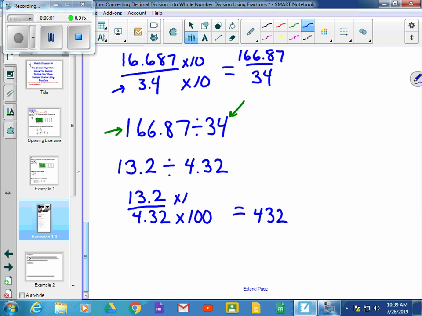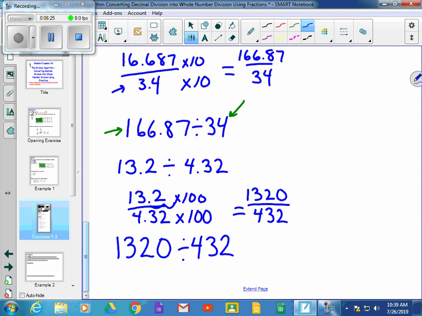Whatever we do to the bottom, we also have to do to the top. That's going to move that decimal point two places to the right, resulting in an empty space, which we're going to fill in with zeros, so that we would have a new division statement of 1,320 divided by 432. The key when you're setting up your division problem of decimals is that it's the divisor that has to be the whole number. And whatever you do to that divisor, you also have to do to the dividend.